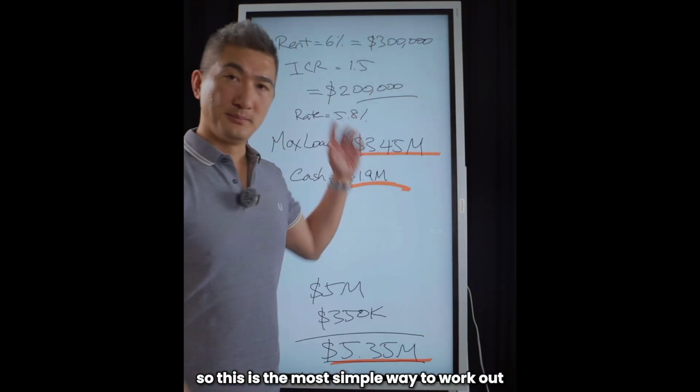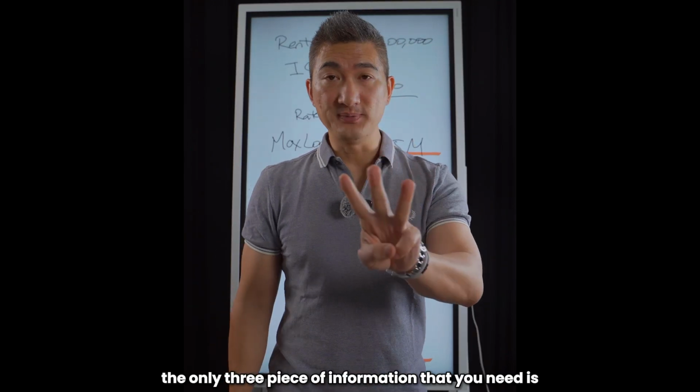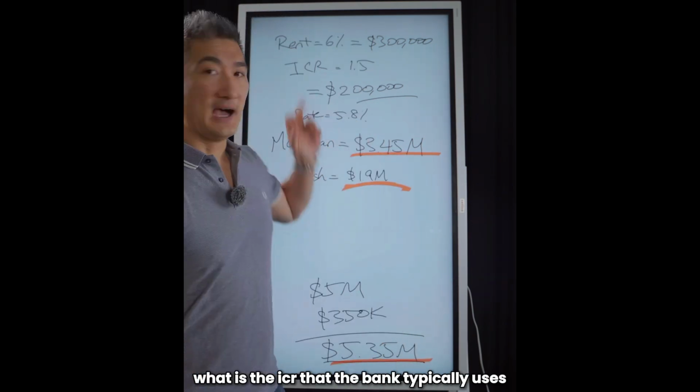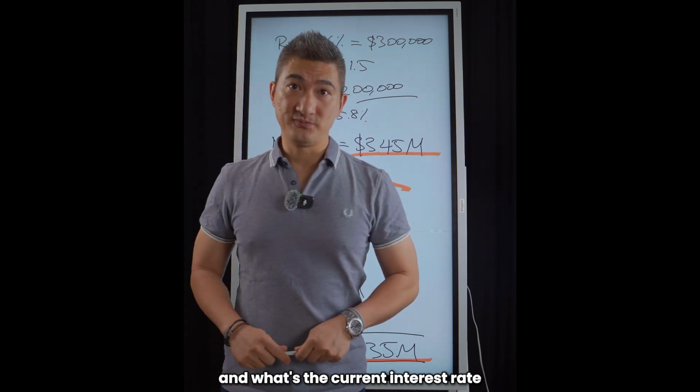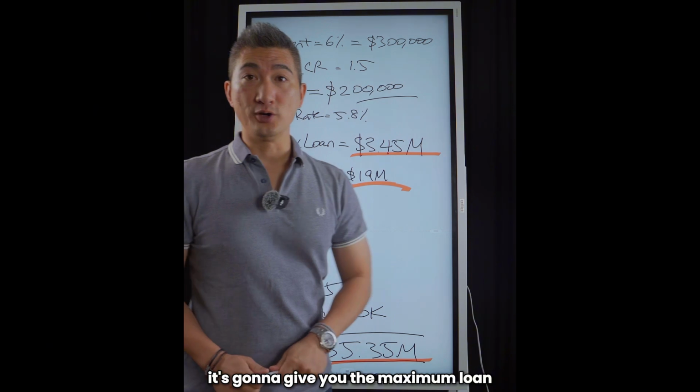So this is the most simple way to work out how much cash you need to put into the deal. The only three pieces of information that you need are: what is the net rental income, what is the ICR that the bank typically uses, and what's the current interest rate. So you divide one after the other, and it's going to give you the maximum loan that you can borrow from the bank.